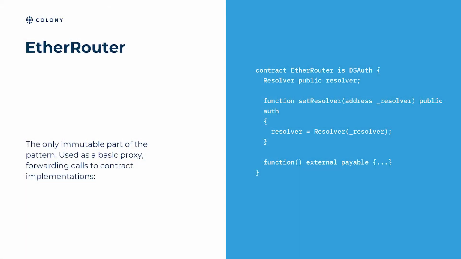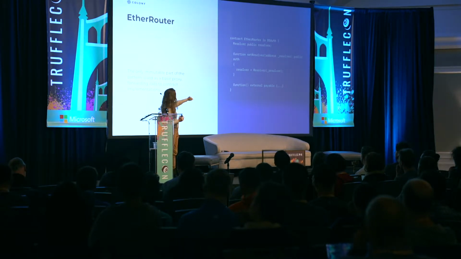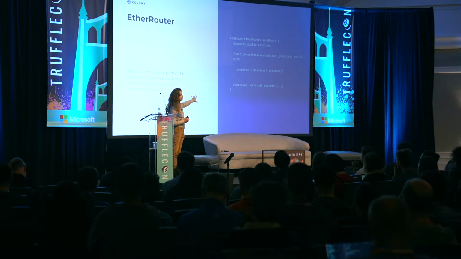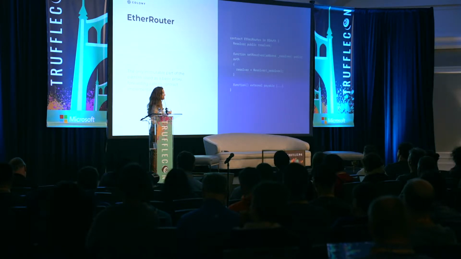ETH router, because it's the only immutable part of the pattern, is the simplest possible contract that you can write, because it's deployed once and never changed. So I've abbreviated the fallback function, which is where all the magic happens. That's on the next slide, but pretty much that's the rest of it. There's only a single property, which is the resolver. The only thing it needs to know about is where to look up the function signatures, and a single function that sets the resolver, which is authorized.